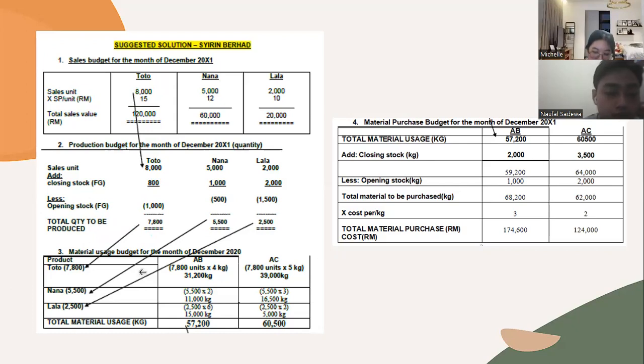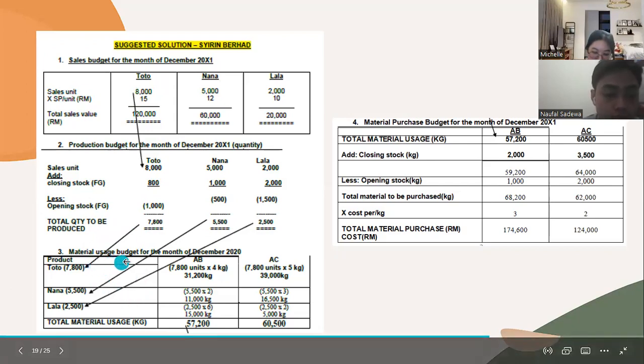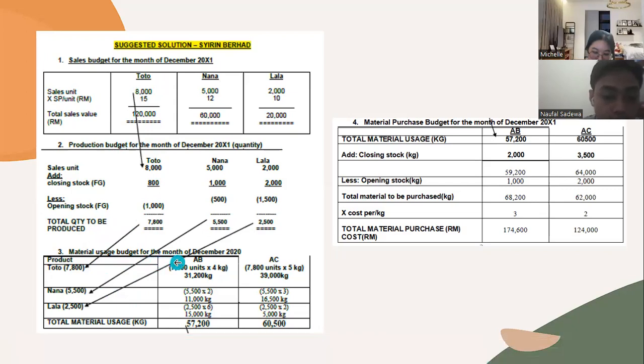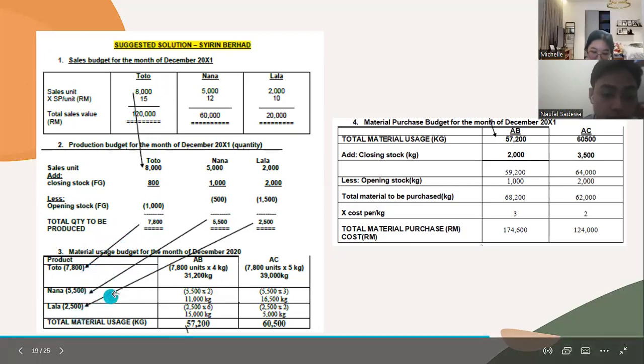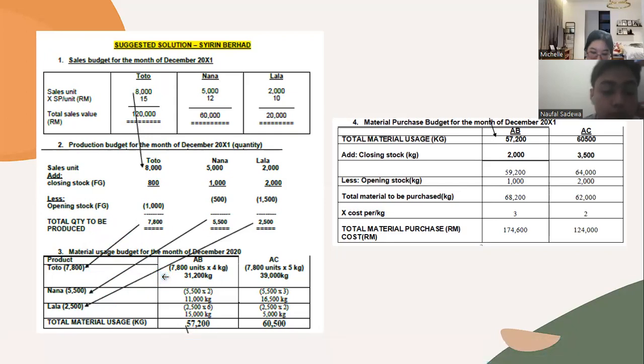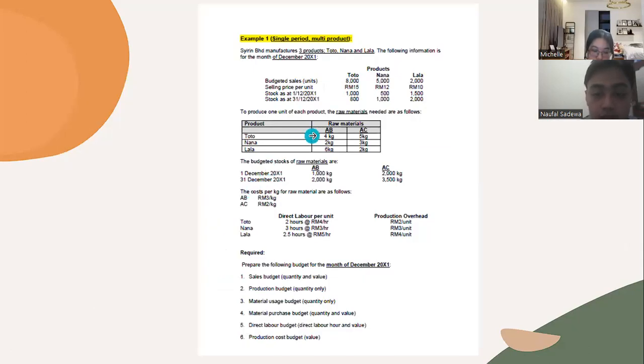The next thing, we have to count the material usage budget for the month of December 2020. So we put the data from the previous calculation, Toto here, and then Nana here, and then Lala here. Next, we have to find the material usage budget with the times follow this instruction. So 7,800 units times 4 kilogram, it comes from here, from this table.